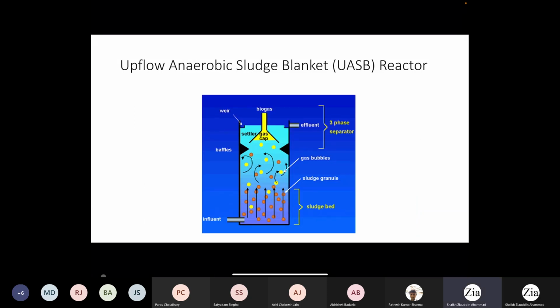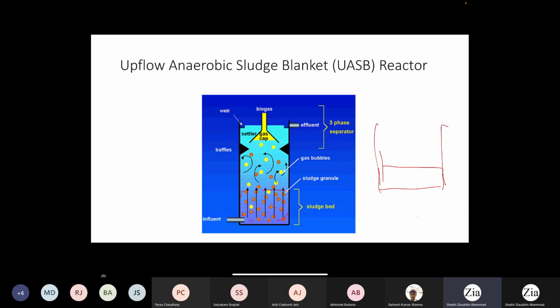Now, one of the most widely used and common designs is the upflow anaerobic sludge blanket. Here you can see different granules forming a bed, and all this granular sludge consists of self-immobilized granules. Each of these granules is made up of different kinds of bacteria. They stay together and form a blanket kind of structure at the bottom of the reactor.